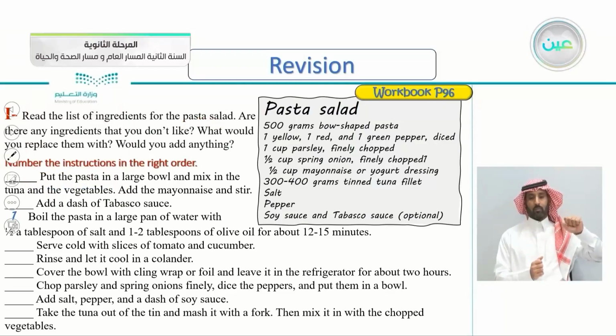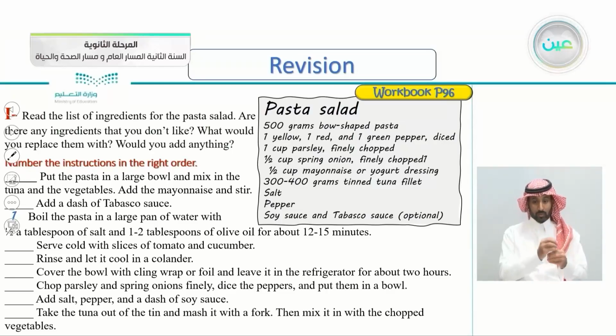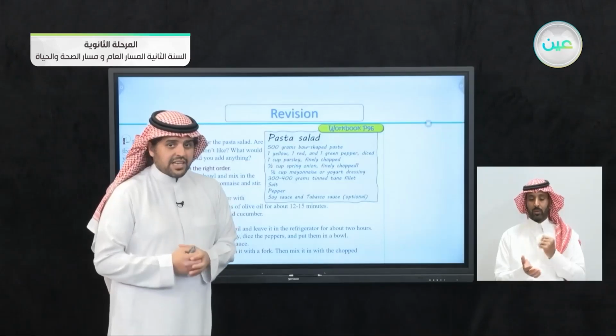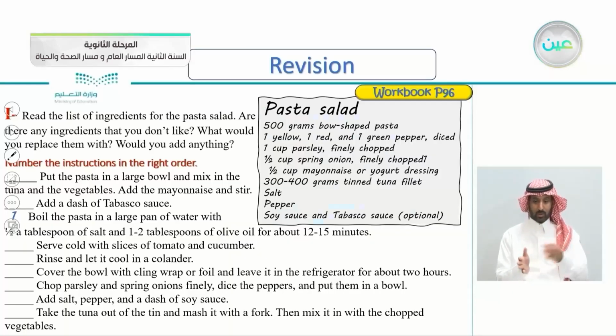Are there any ingredients that you don't like? What would you replace them with? Would you add anything? So these are the ingredients for the pasta salad. We have pepper, parsley, chopped onion, of course, mayonnaise, yogurt, and Tabasco sauce, which, for my preference, I don't like. So I'll be removing the Tabasco sauce.